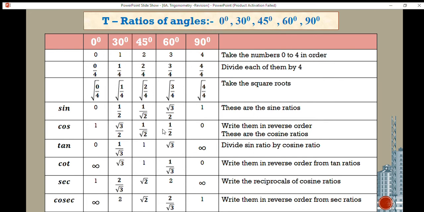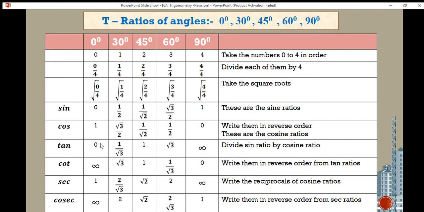Opposite. See, copy them. Next, cos 30 is root 3 by 2. Sine 60 was root 3 by 2. Now cos 30 is root 3 by 2. For 45 degrees, both the values are the same. For sine and cos, the values are the same. Sine 30 is half, cos 60 is half.